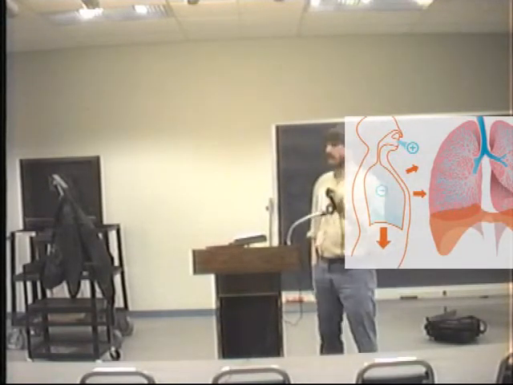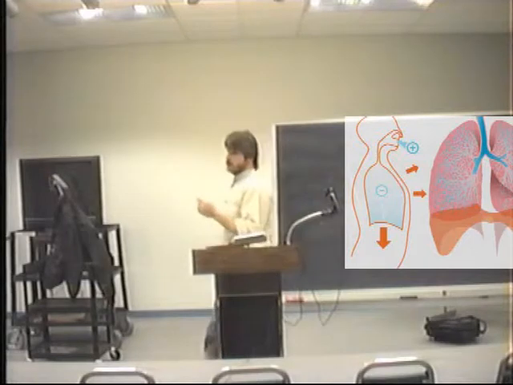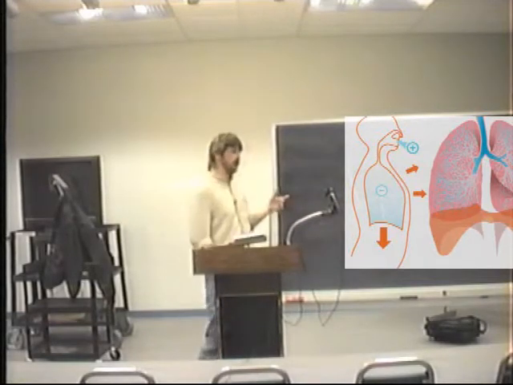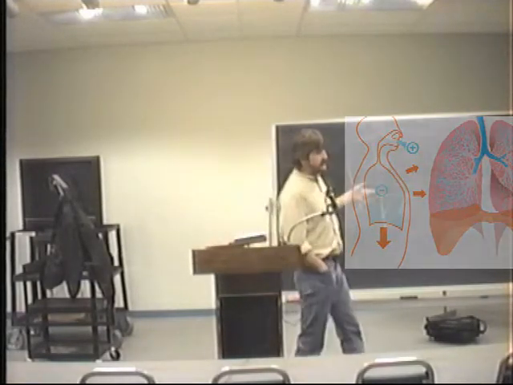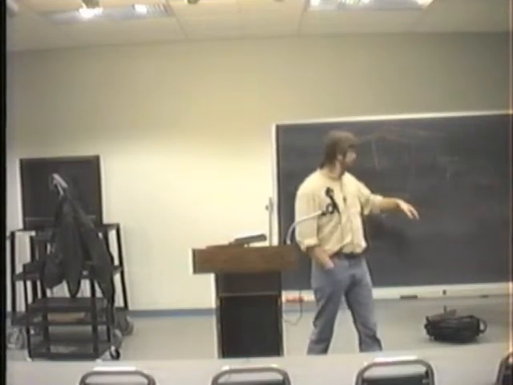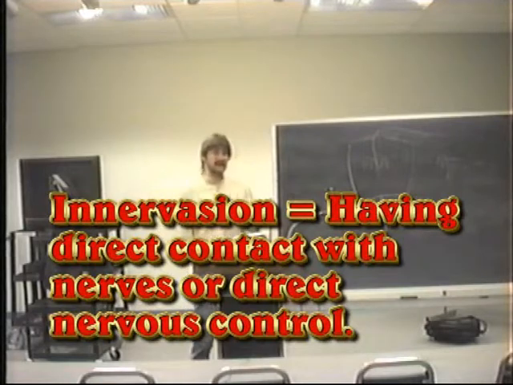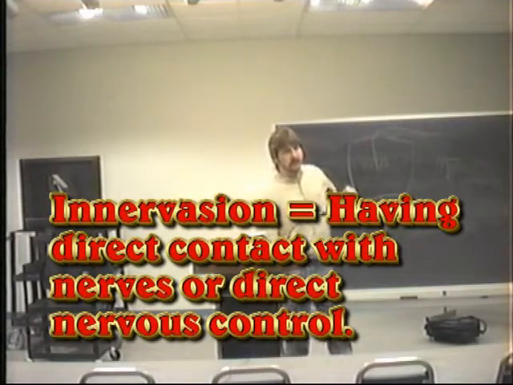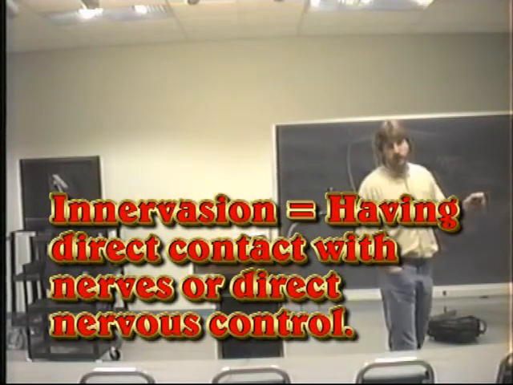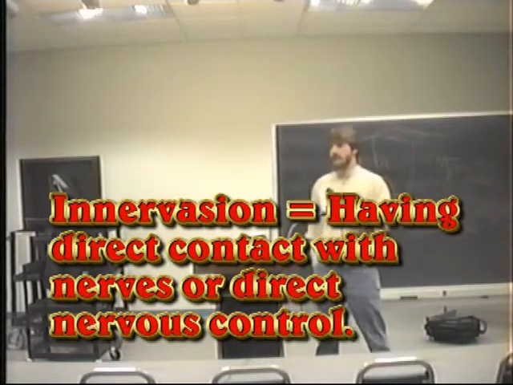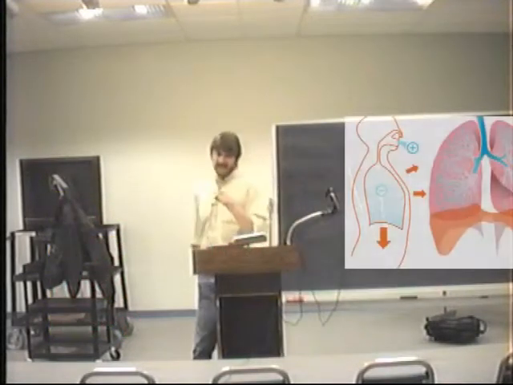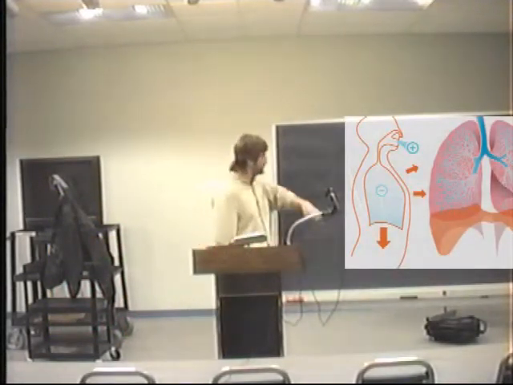Diaphragm is made of skeletal muscle. Skeletal muscles are stimulated by direct innervation. It's a word you may not have heard, innervation, which basically just means it has nerve contact. If I say something is innervated, it means there are nerves connecting to it. You'll probably hear me say that word a lot. It was thrown at me a lot.